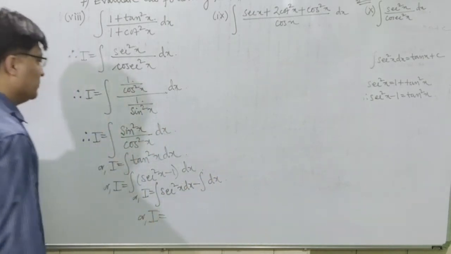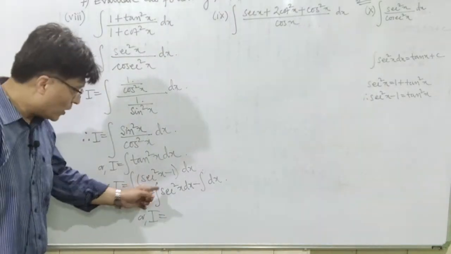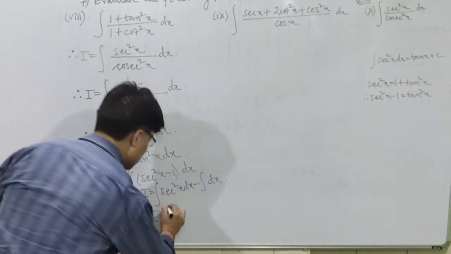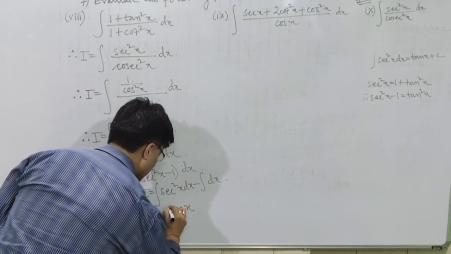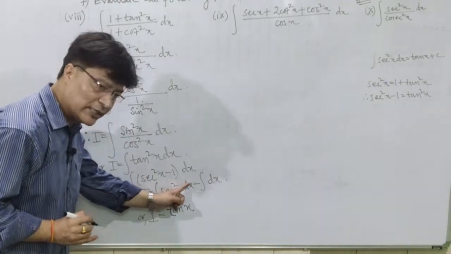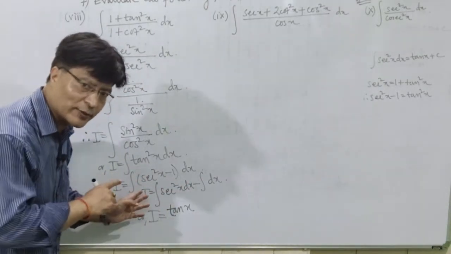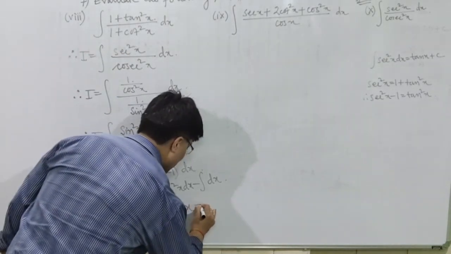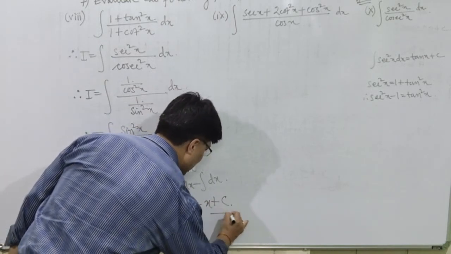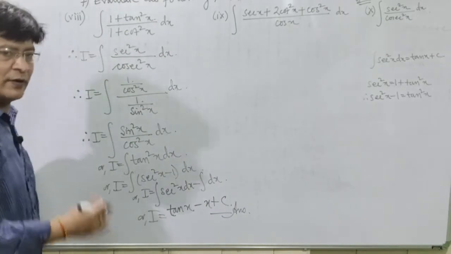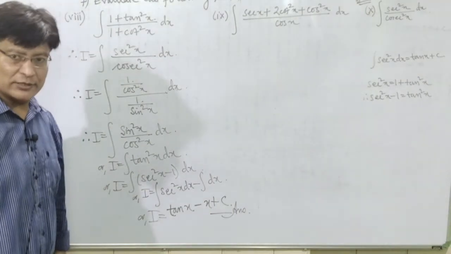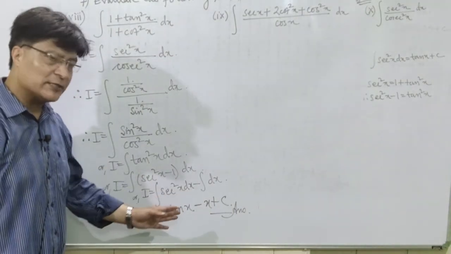Now you can tell me, what is the integration of sec square x dx? Differentiation of which function is sec square x? That is your tan x, isn't it? That is, integration of sec square x dx will be tan x. Minus, what is the integration of dx? That is your x. Then what do you write? Plus c, because we have finished integration, you have to add c, which is a constant of integration. So this is tan x minus x plus c. That is the answer.